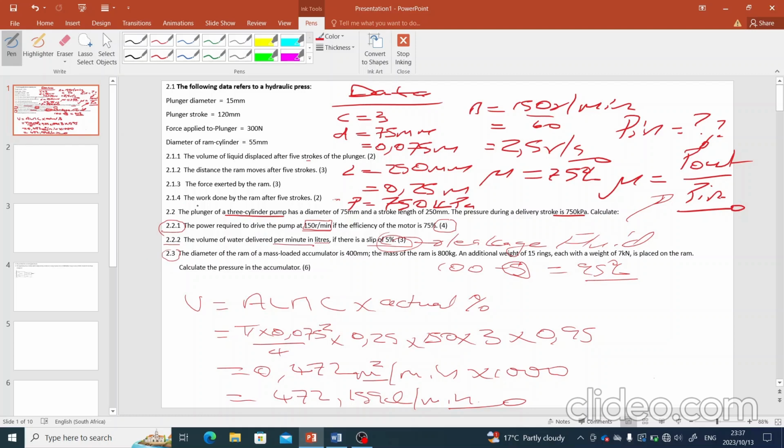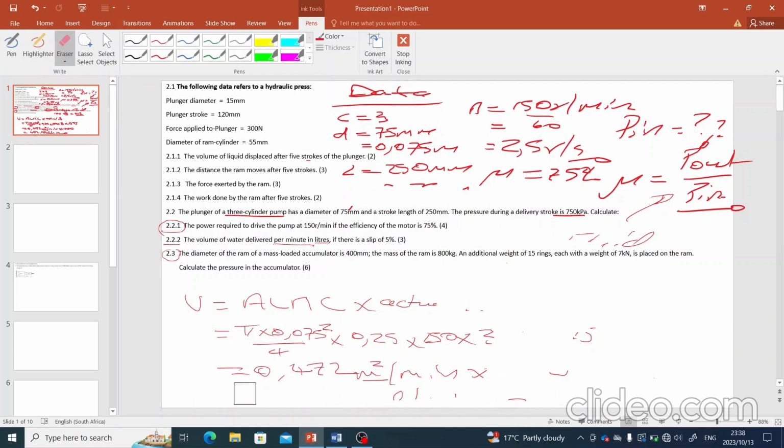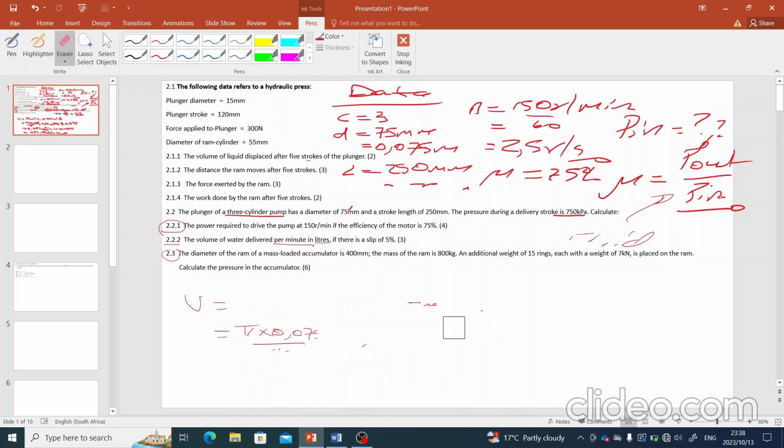Now let's look at 2.3. I'm scared to go to the next slide because I don't have the hard copy of the question paper. Only if I had the hard copy, then I would go to it. Allow me to wipe, good people. I hope you got everything there. If not, pause the video, replay it so as to see how I tackled question 2. Okay, now let's wipe.